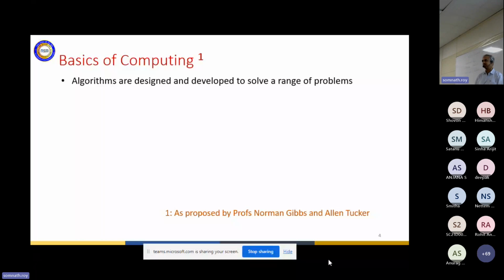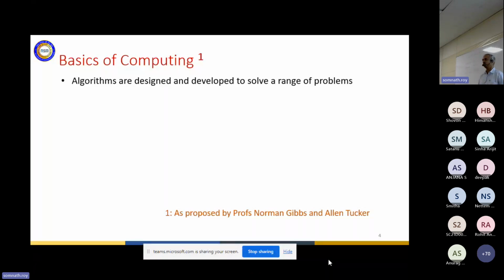are the basis of any computing, and they are designed and developed to solve a large number of problems. Even in your day-to-day life, you have algorithms, like what you should be doing today. You would have been given the agenda, then you have to get ready, come here, all that. So what is an algorithm? A step-by-step process for solving a problem.